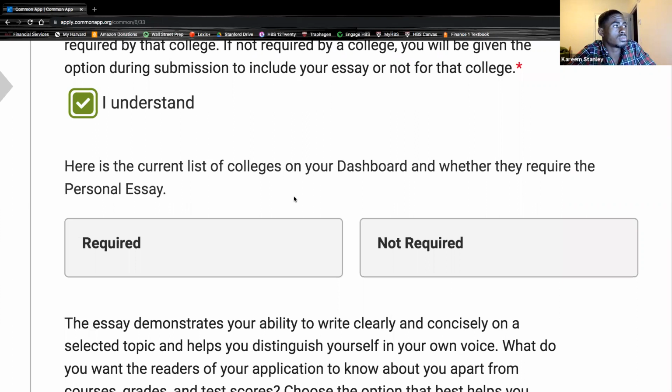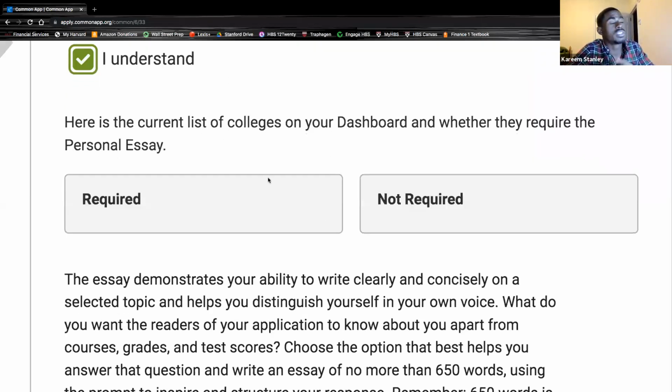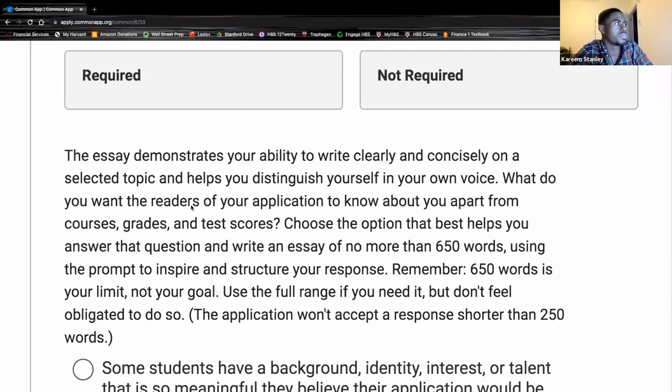So these are the essay prompts. Usually students will see this for the first time in 12th grade. I mean, some schools hopefully start earlier. You'll see it in 11th, but let's go through really fast. Kareem, can you read through this for me? Perfect. So here is the current list of colleges. We're not seeing anything populated here because we didn't populate with colleges just yet, but we will. Okay, go ahead.